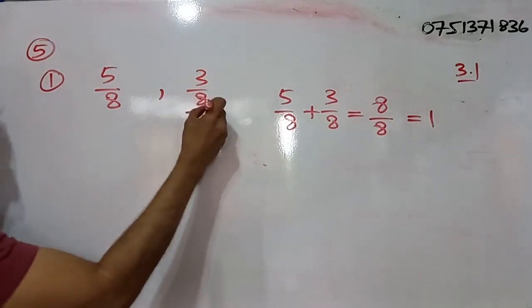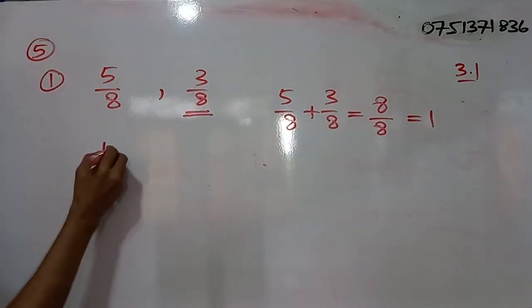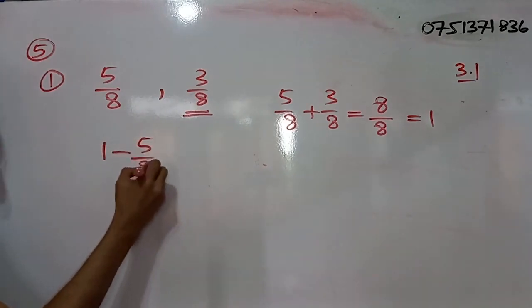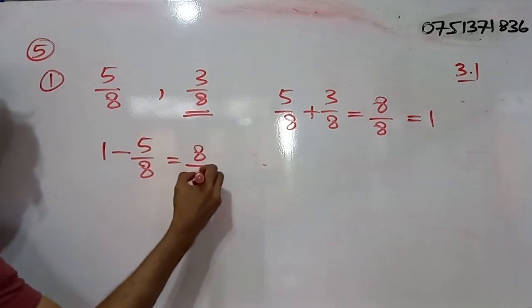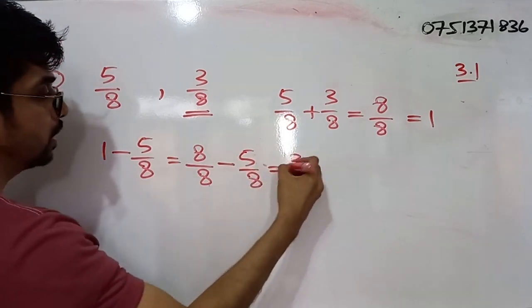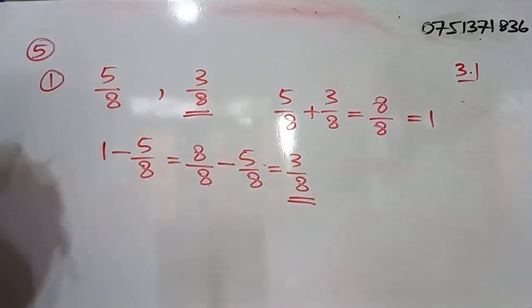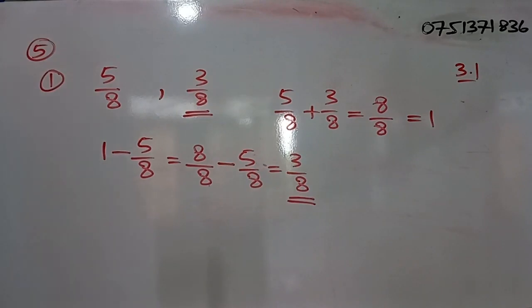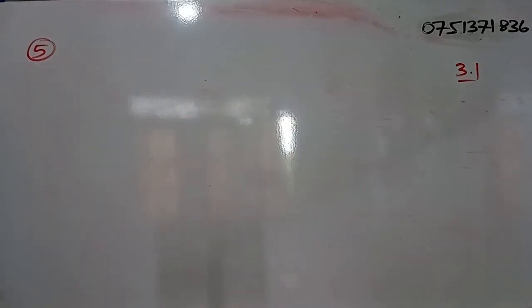So this is equal to 1, no? So this is the answer as a fraction, or we can take simply as what? 1 minus 5 by 8. So we get what? 8 by 8 minus 5 by 8. So the answer is 3 by 8. Alright? Find the value of the bicycle. Right.